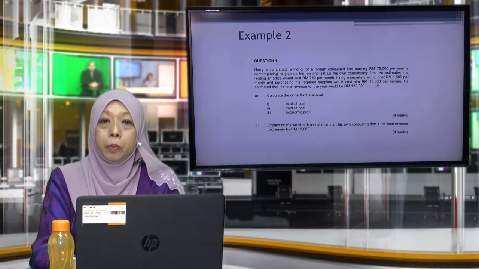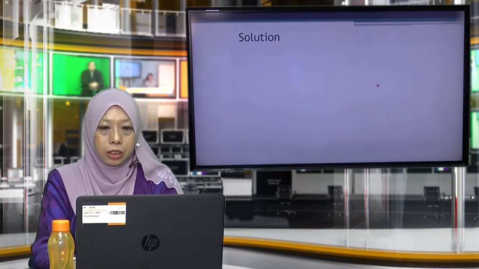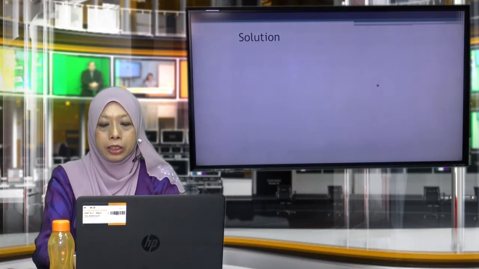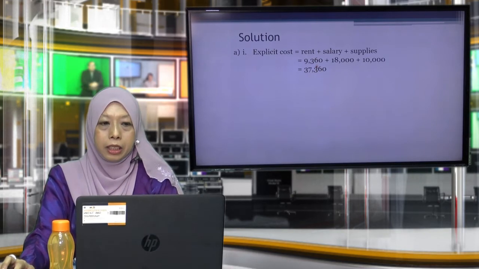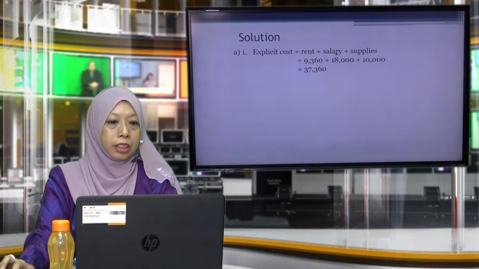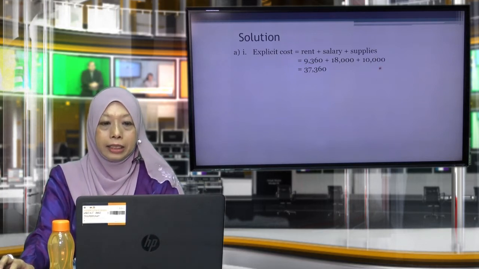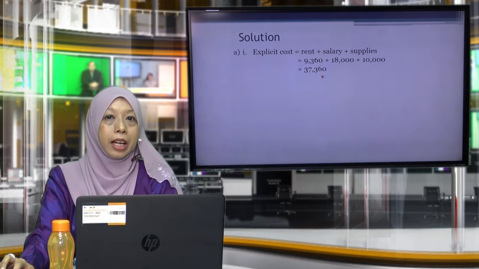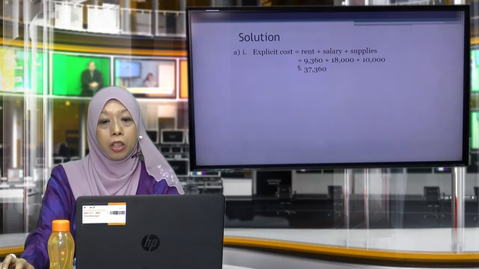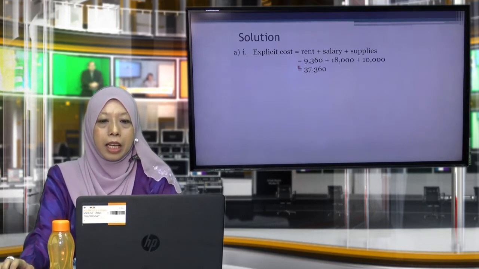So what would be the value of explicit cost? As you can see here, your rent per year is going to be 9,360. The salary that you pay for your secretary would be 18,000 per year, and your supplies is equal to 10,000. So this brings us to a total of 37,360. So that would be your explicit cost. Now let us move on to the second question.